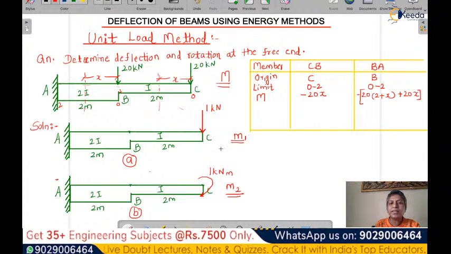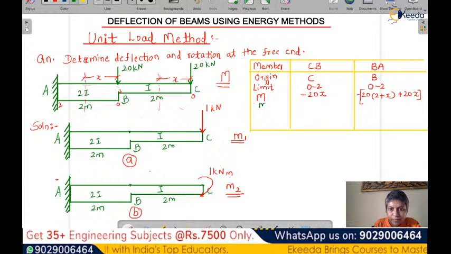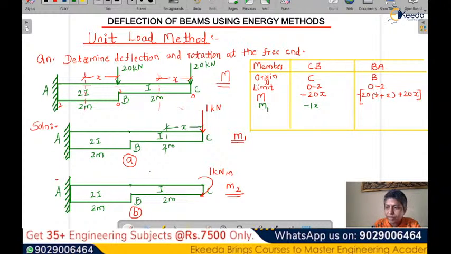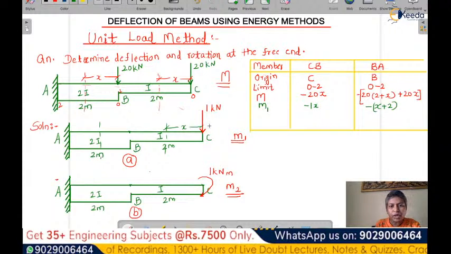Now let's consider the unit load. For the unit load we have to write similar expressions. Let's show it by small m1. For unit load 1, your equation will become 1 into x, so minus 1 into x. Similarly for this case, this is 2 and this is x, so it will be minus of x plus 2.